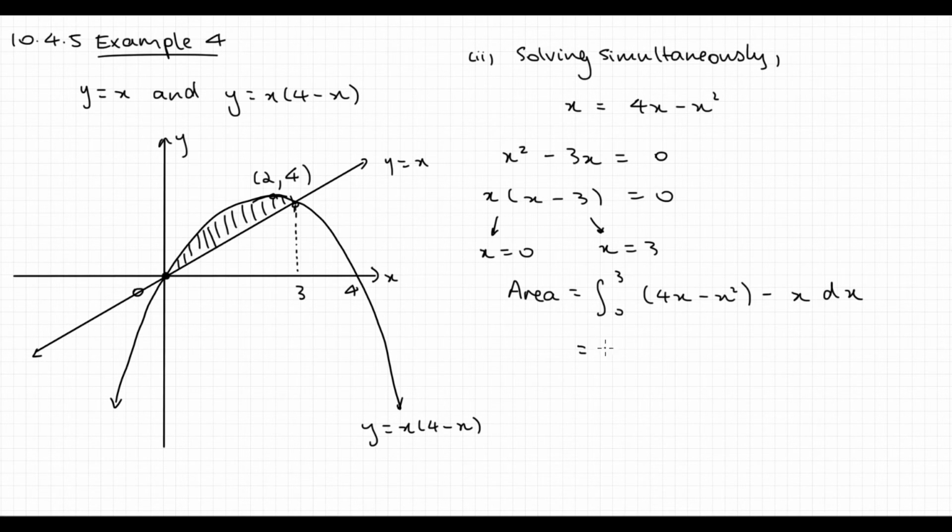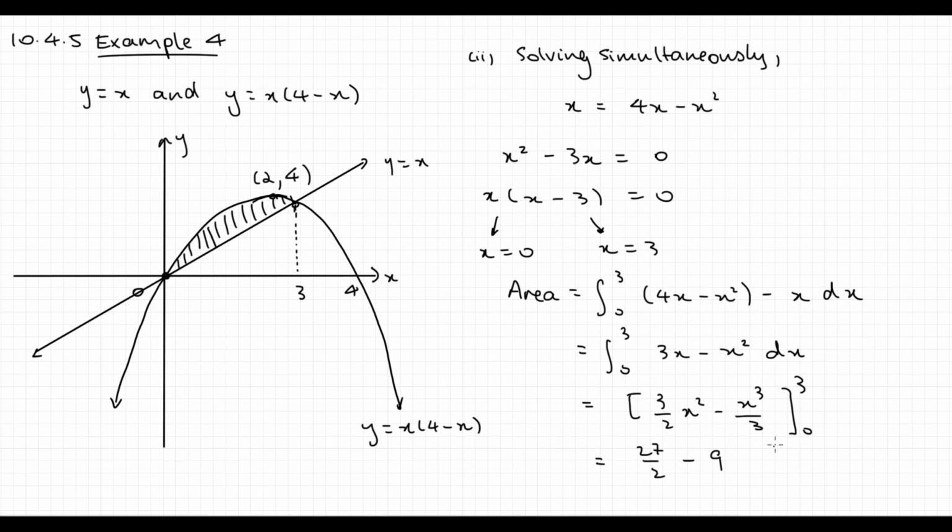If I simplify the expression before we integrate, we've got 3x minus x squared, and if we integrate, we get 3 on 2 x squared minus x cubed on 3, and our limits go from 0 to 3. Substituting 3 into the expression, we're left with 3 on 2 times 9, which is 27 on 2, minus 3 cubed on 3, which is 9. Sub 0 in and everything becomes 0, so we don't need to worry about it. Taking 27 on 2 minus 9, we're left with 9 on 2 units squared. So that's what we have for example 4.